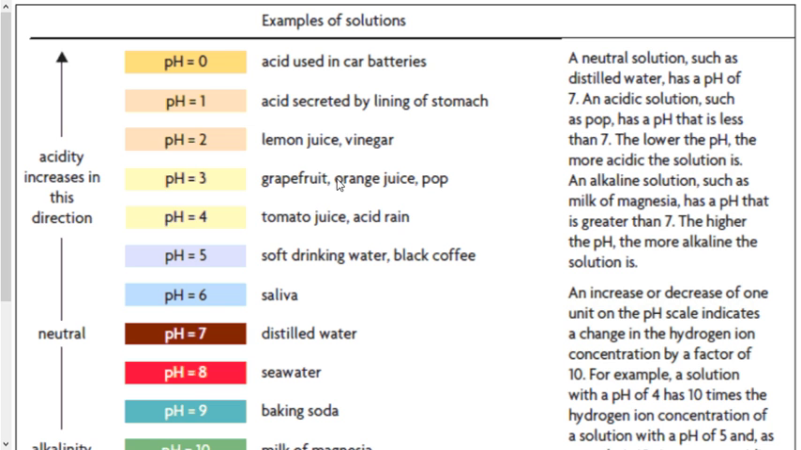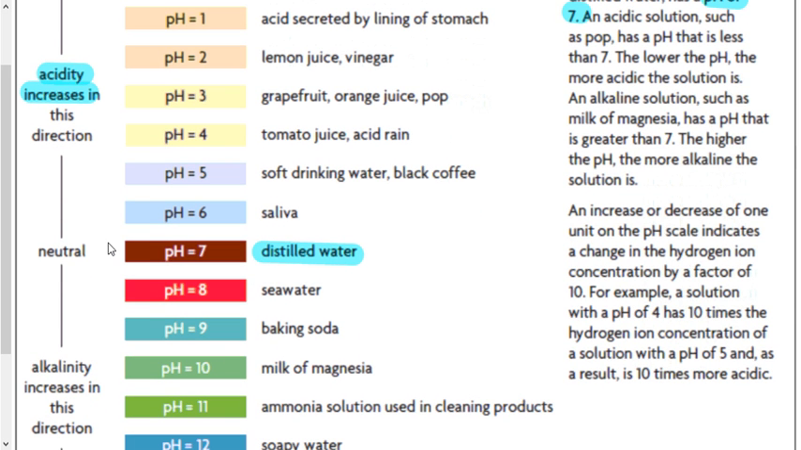A neutral solution, such as distilled water, has a pH of 7. So we think of this as being the center of our chart here, and so this would be neutral. Then as we go in one direction, we can see the acidity increases. And if we go in the other direction on the scale, we have the alkalinity increasing. So we think of it as an increase in both directions, but it's an increase of different things.